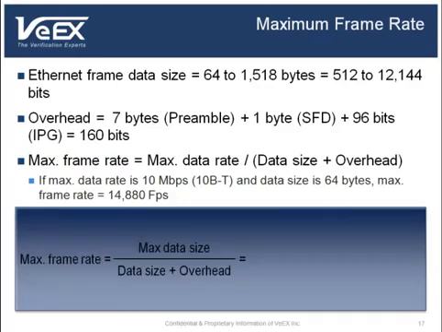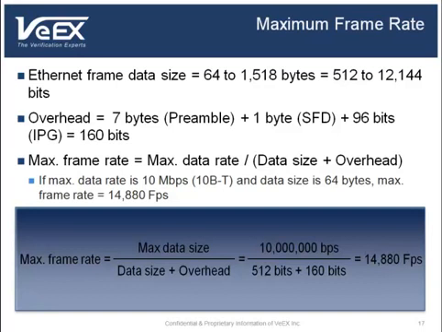First, if 10BASE-T is being used, the maximum data rate will be 10 megabits per second or 10 million bits per second. Assume that the data size is 64 bytes or 512 bits. The overhead is 160 bits. 10 million bits per second divided by the sum of 512 bits and 160 bits equals 14,880 frames per second. This is the maximum frame rate.